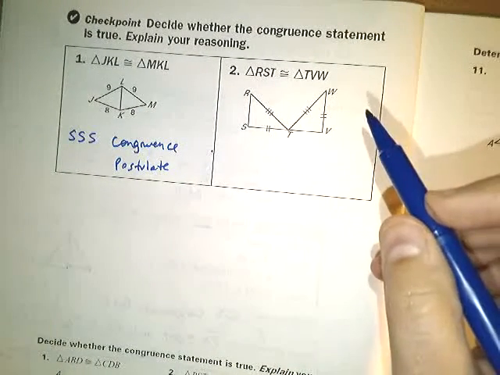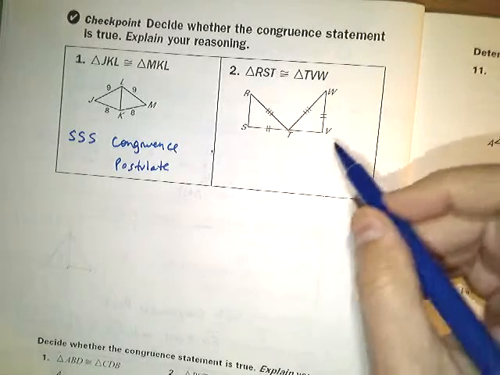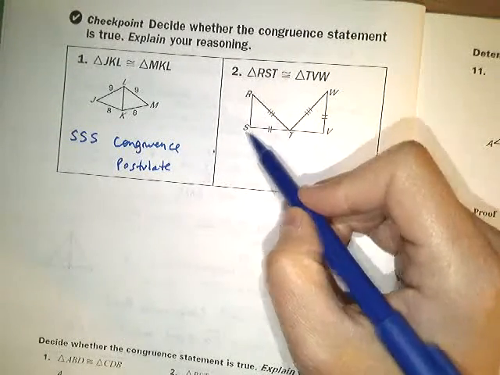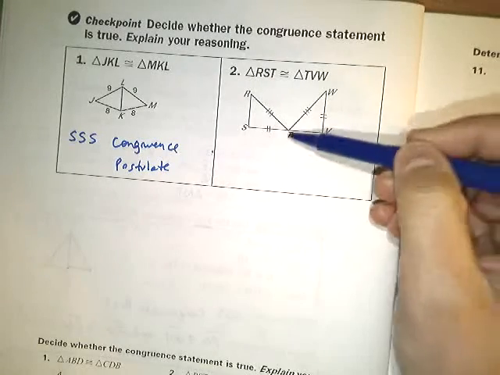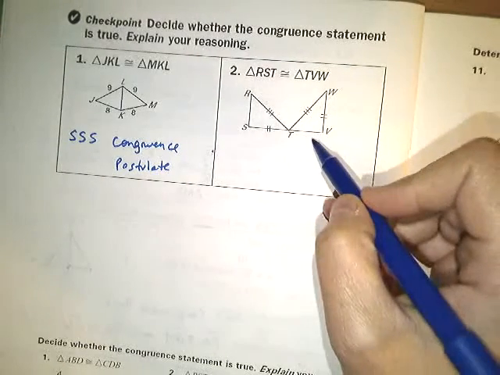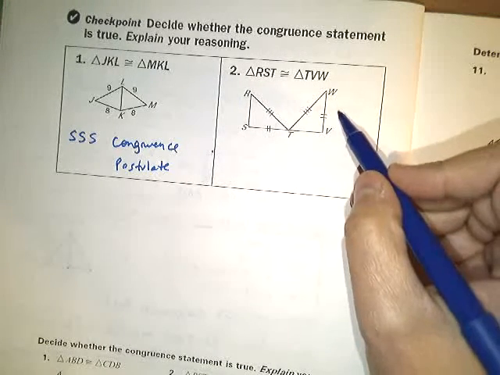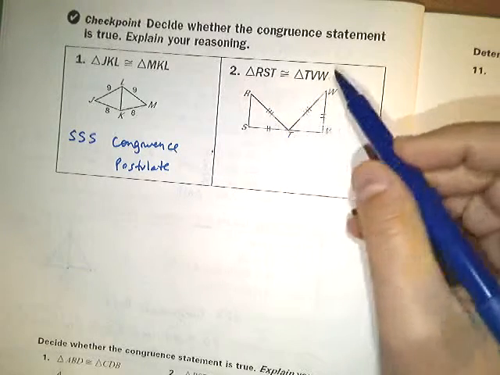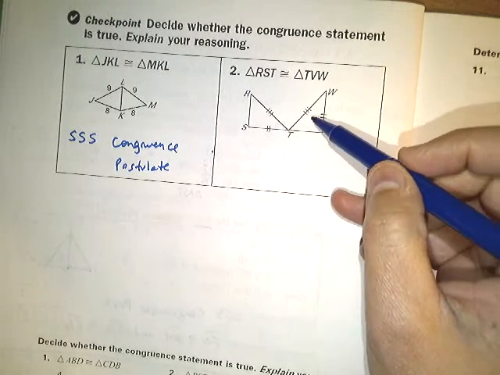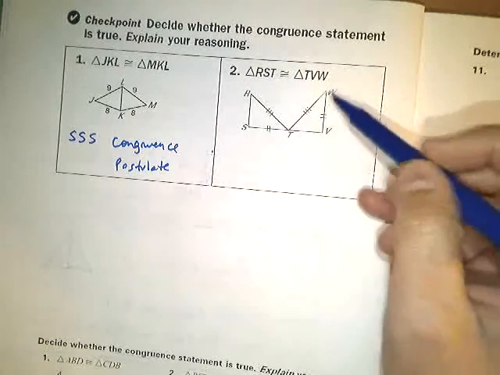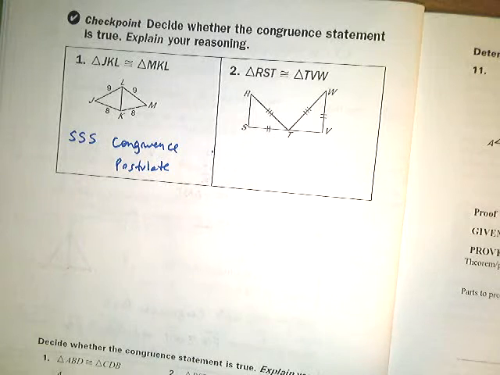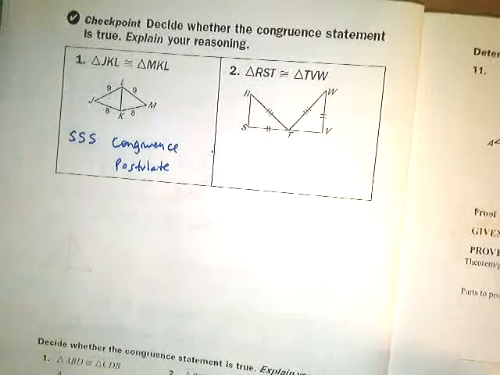Well, on this one, is RST congruent to TVW? Well, RS would have to be congruent to TV, and ST would have to be congruent to VW, which it is, and RT would have to be congruent with TW. Well, we've got 2 out of 3 sides here, and does that mean that the third side has to be the same length? Would I know for sure that RS and TV would be the same? Well, we don't know that for sure.